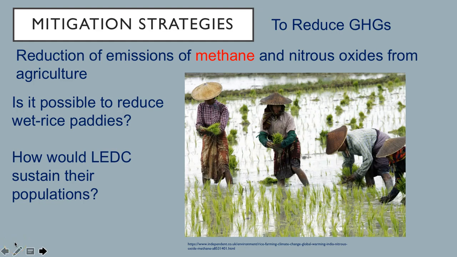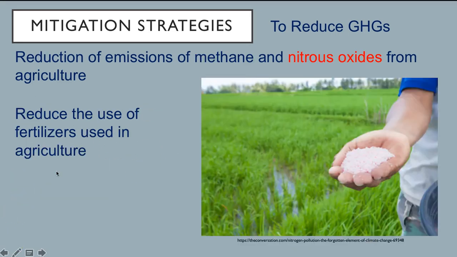If we reduce the amounts of rice production, we can mitigate climate change. However, is it even possible to reduce wet rice paddy fields? Consider food production in lower economically developed countries. How would they sustain their populations? We can reduce the amount of fertilizers used in agriculture, thus reducing the amount of nitrogen utilized by soil microbes, causing release of nitrous oxide into the atmosphere.